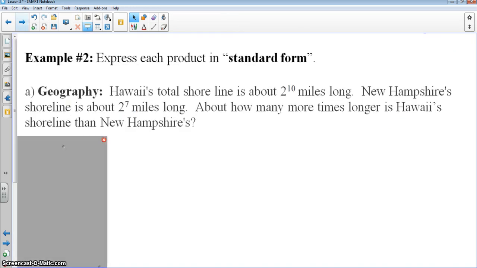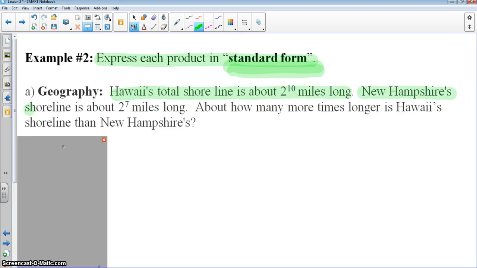Okay, now we're going to work on some word problems, and notice it says that we want to express each product in standard form, meaning multiply it all out. We don't want an exponent in our answer if we could help it. All right, so let's read the problem. Hawaii's total shoreline is about 2 to the 10th miles long. New Hampshire's shoreline is about 2 to the 7th miles long. About how many more times longer is Hawaii's shoreline than New Hampshire's shoreline?